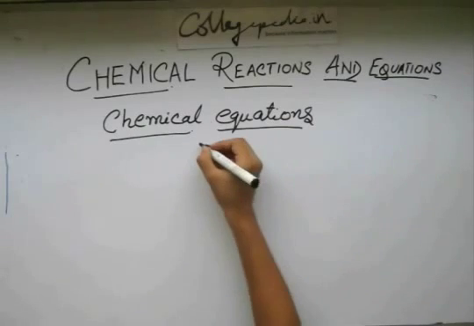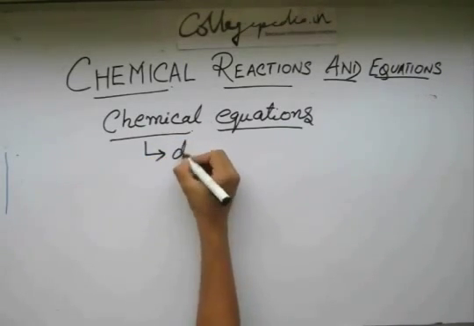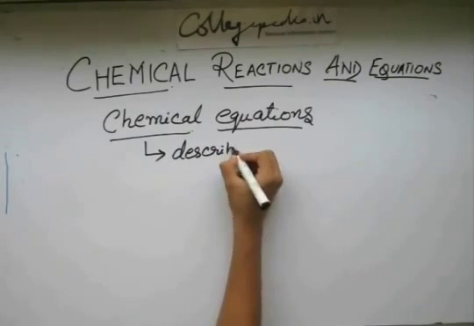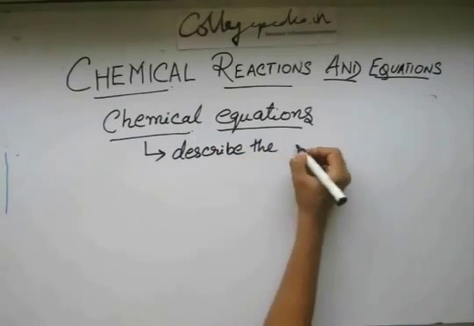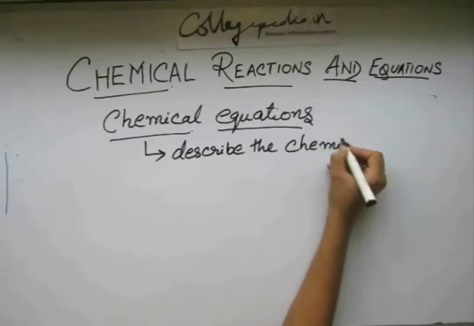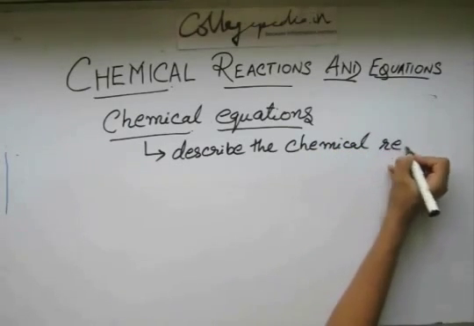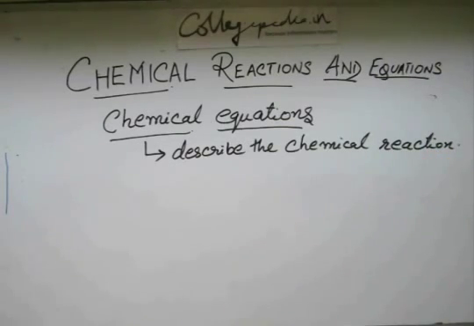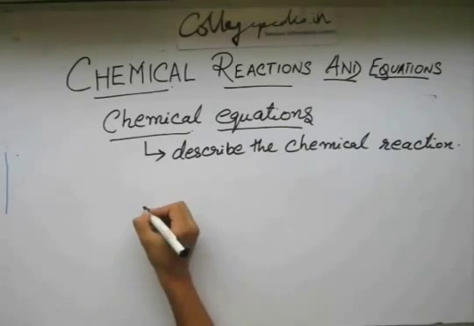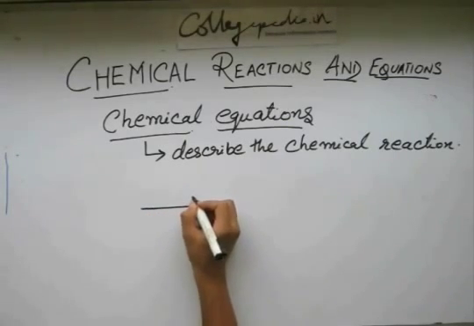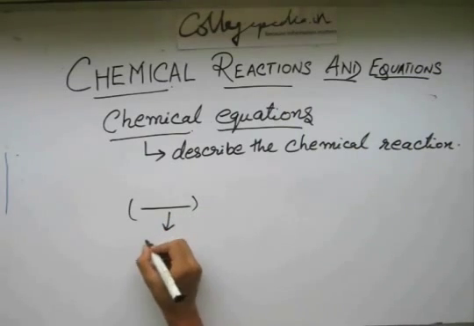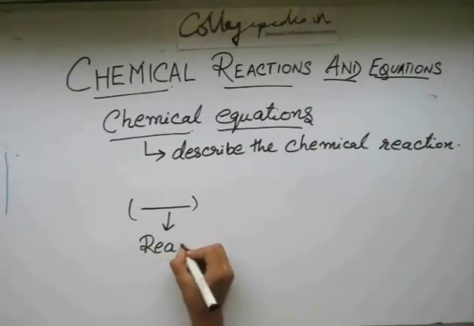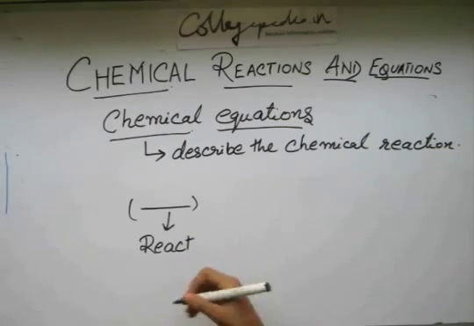Chemical equations basically describe the chemical reaction. So in chemical equations, what you do is that you write the reactants. The reactants, that means the substances which react, undergo the reaction.